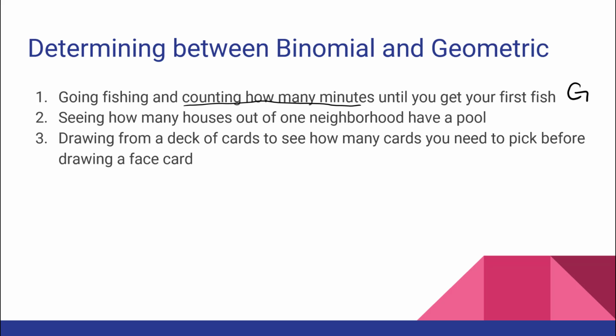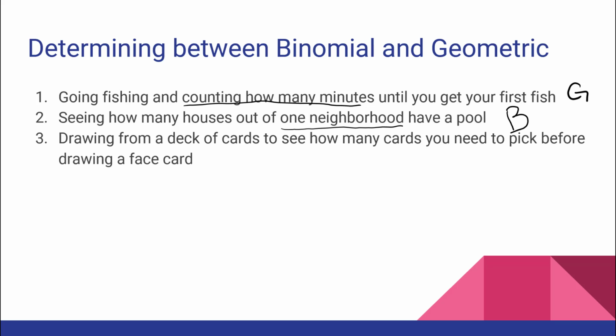Next, seeing how many houses out of one neighborhood have a pool. This one is a little bit tricky at first because there's no set number that's written in the problem, right? But you will notice that it says one neighborhood. One neighborhood does have a set number of houses. The problem doesn't tell you how many houses, but you should know that there is a specific number of houses in the neighborhood. So this one is binomial.